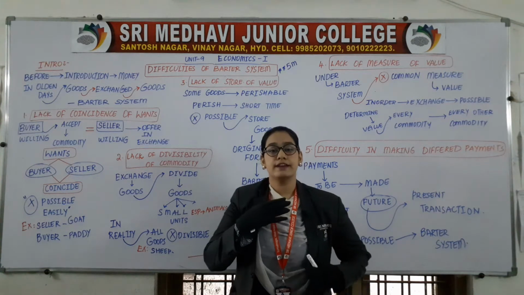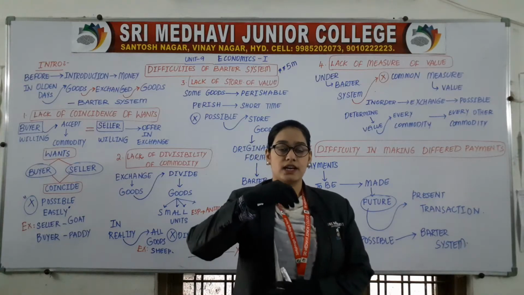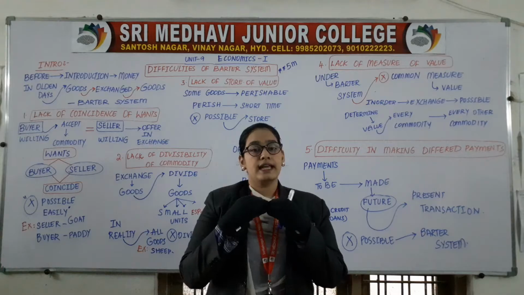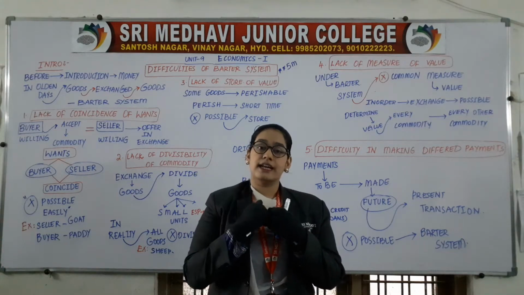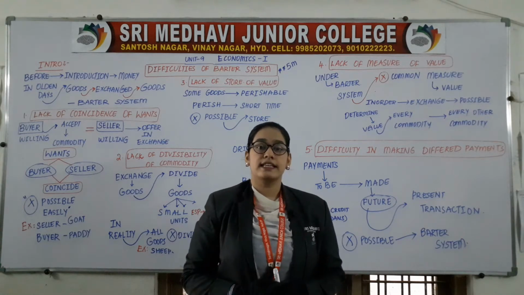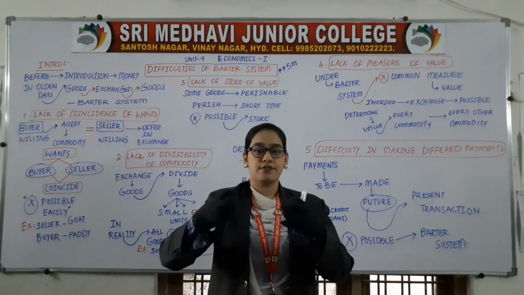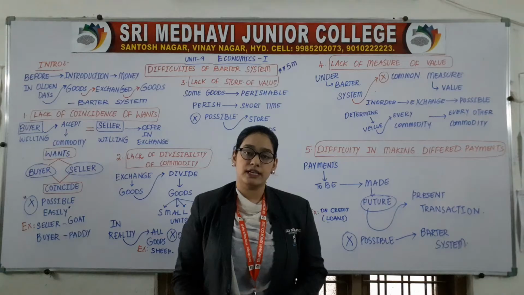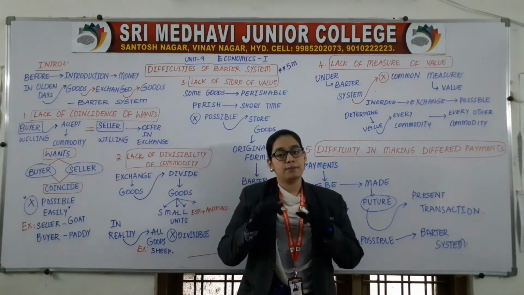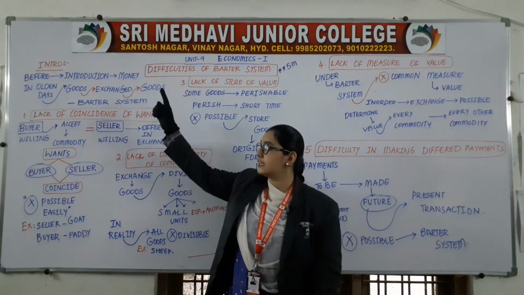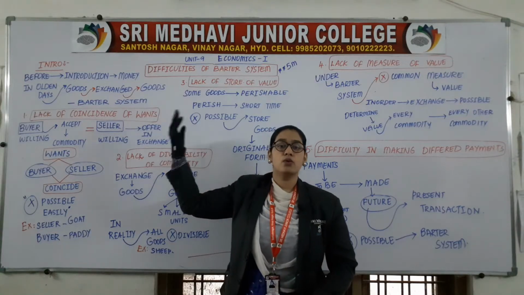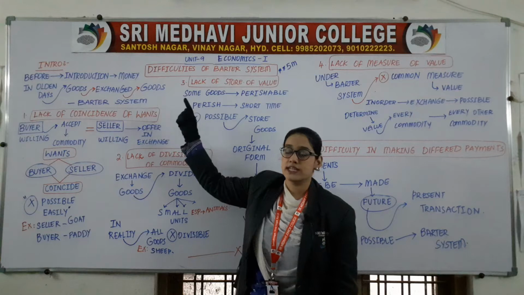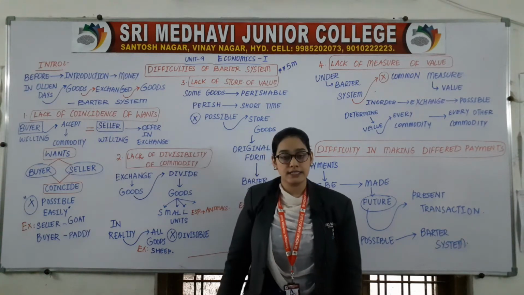For example, if I want rice and you want some kind of pulses or fruits, then I'll get rice and you will get the fruits. So, in this way we used to exchange the commodities for other commodities. There was no money in between. So, before the introduction of money, in olden days, goods were exchanged for goods. This was called as barter system.